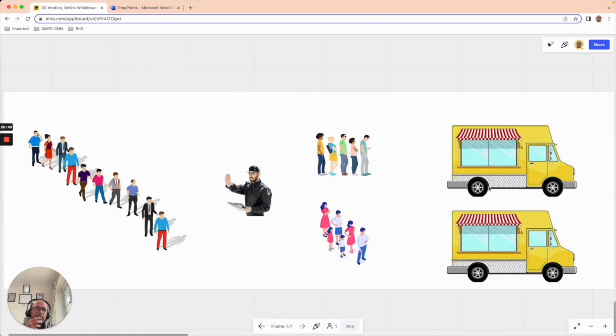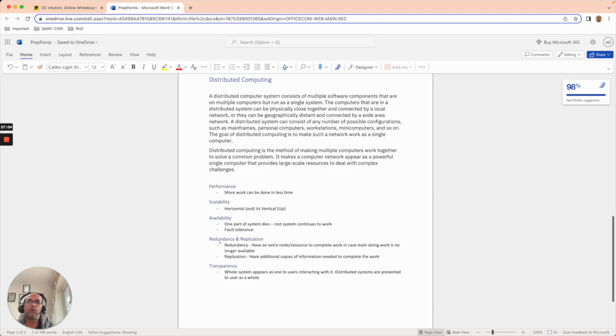But if we take another example, let's take an example of how you would do it. So let's say that the person who is taking an order, and I'm thinking of this example because I want to introduce you guys to these two key concepts, redundancy and replication as well.